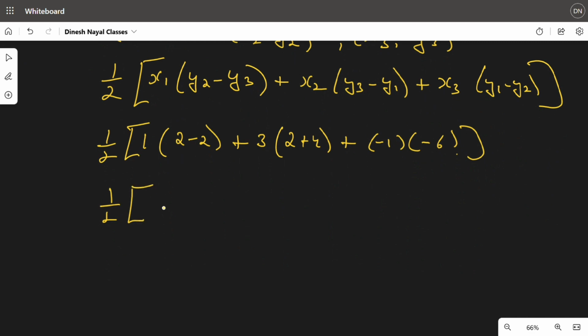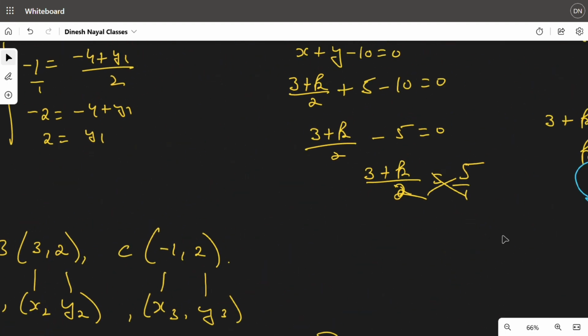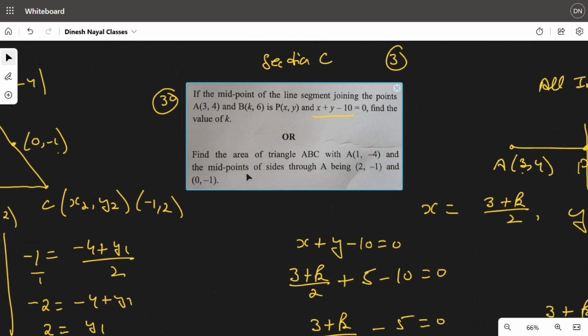So 2 minus 2, this becomes 0, plus this is 6, 6 into 3, 6 threes are 18, and minus 6, minus 1 is plus 6, plus 6. This is 18 plus 6 is 24. This is 1 by 2, 1 by 2 into 24. 24 by 2 is 12 square units. You have to write square units because that's the area. And the answer for the B part is 12 square unit. The area of triangle is 12 square unit.